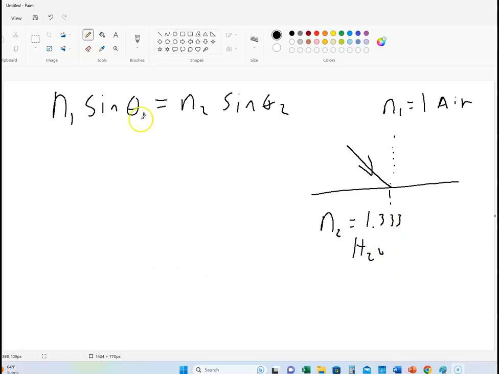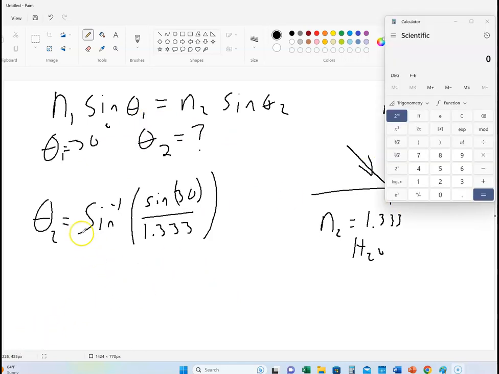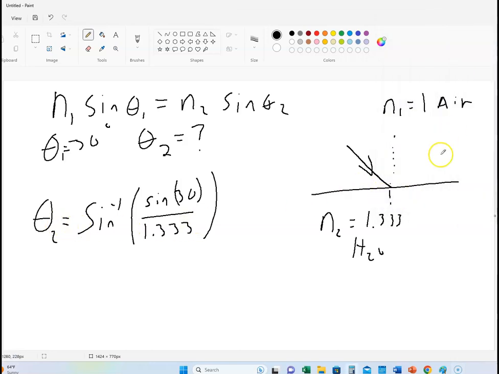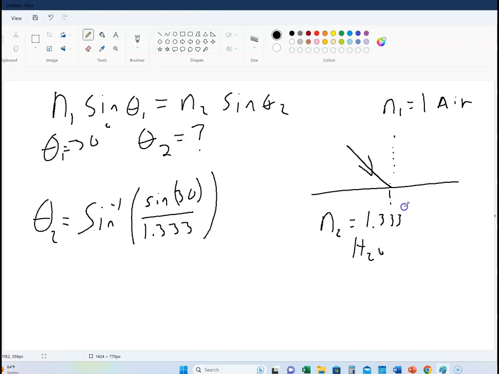All right, let's do a quick example. Let's say that theta 1 is 30 degrees. What would be theta 2? This is how you solve this. Theta 2 is going to be this angle right here. It's going to be smaller than theta 1. So remember, theta 1 was 30 degrees, so theta 2 is going to be the inverse sine of the sine of 30 divided by 1.333.